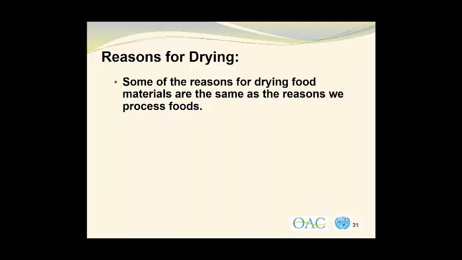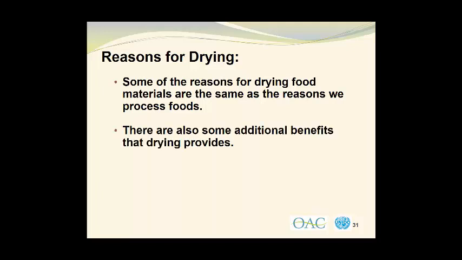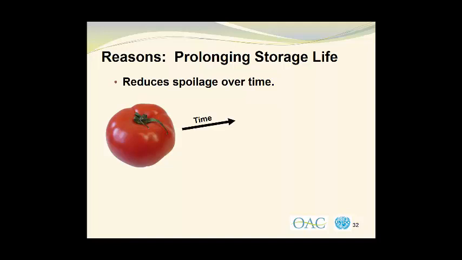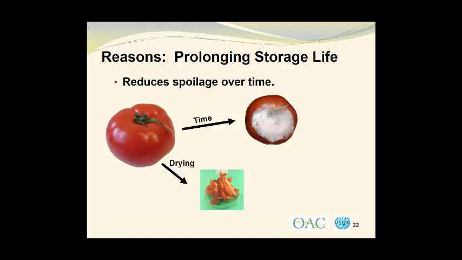Some of the reasons for drying food materials are the same as the reasons we process foods. There are also some additional benefits that drying provides. Of course, it reduces spoilage over time, which was done in the other processing applications. Again, we see the tomato, which can spoil by going moldy and become unusable or inedible. However, if we remove the water through a drying process and produce dried tomato wedges, as shown in this photograph, they will remain usable after a significantly long period of time.